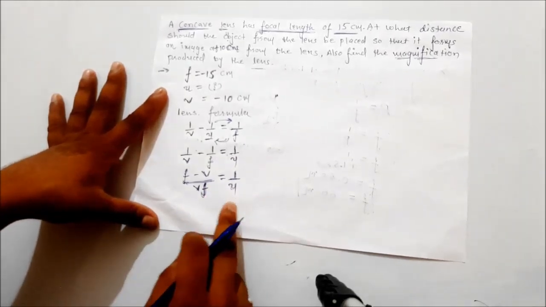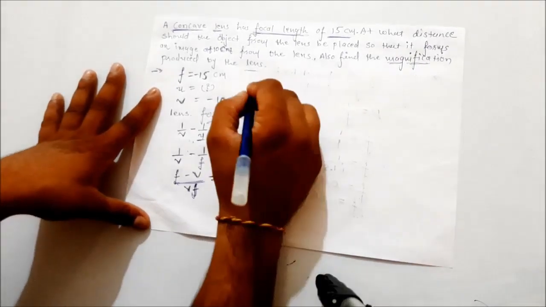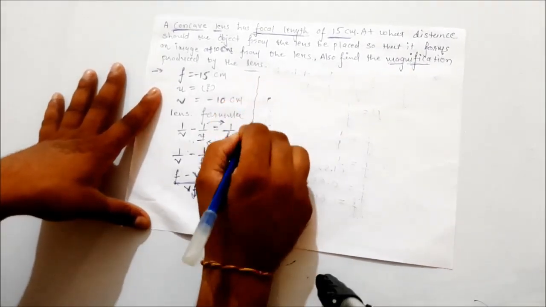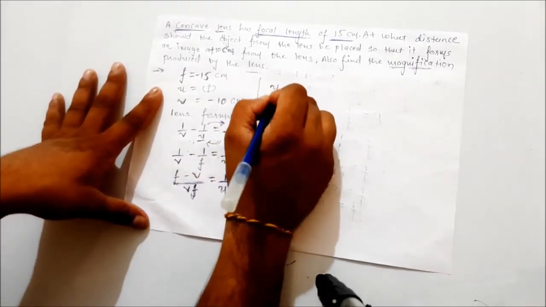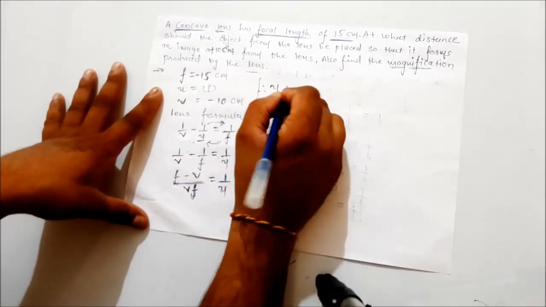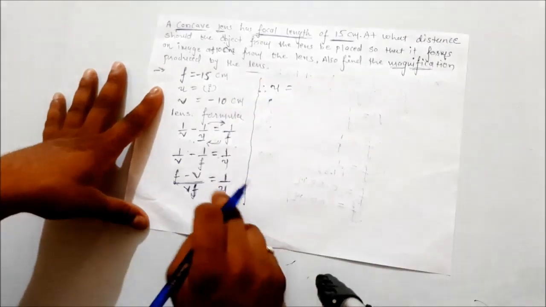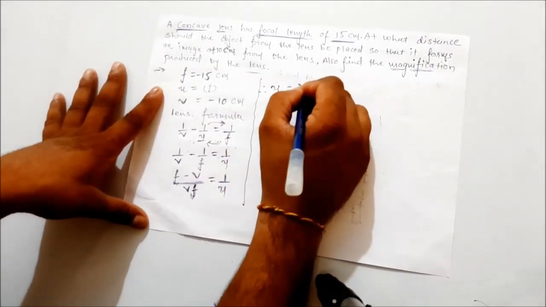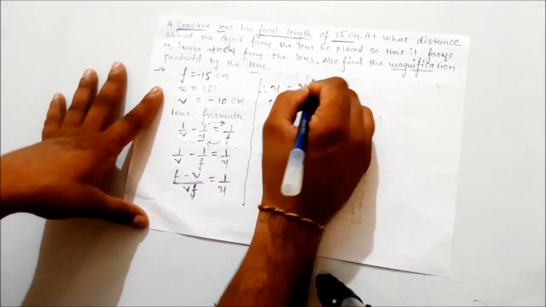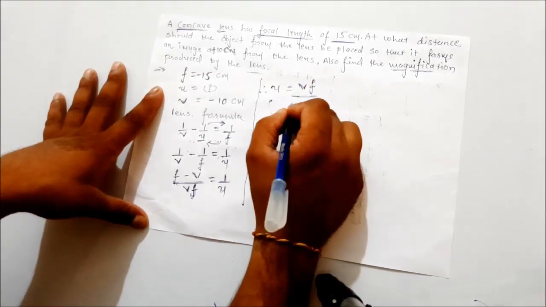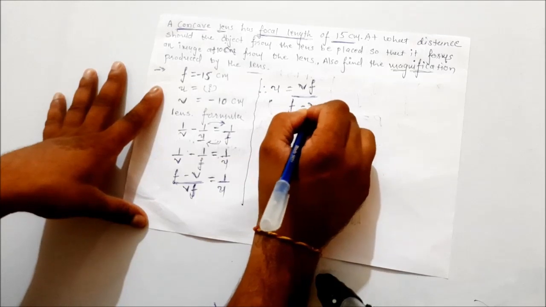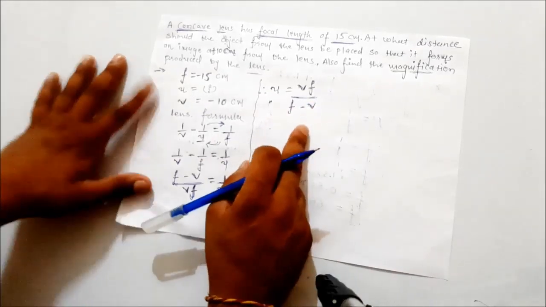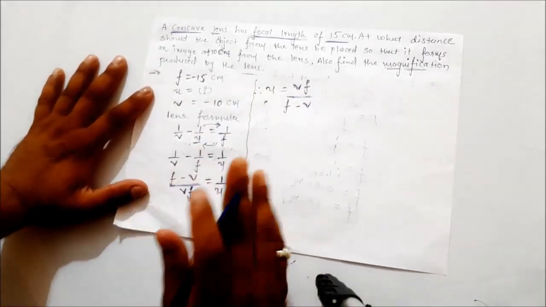We want the value of u, we don't want 1 upon u. So from that we can say that u will be equal to v into f divided by f minus v. Nothing else we have done, we have just taken the reciprocal of it.